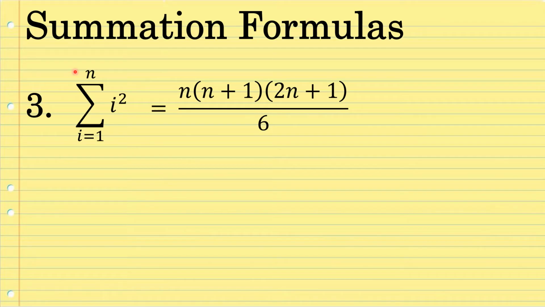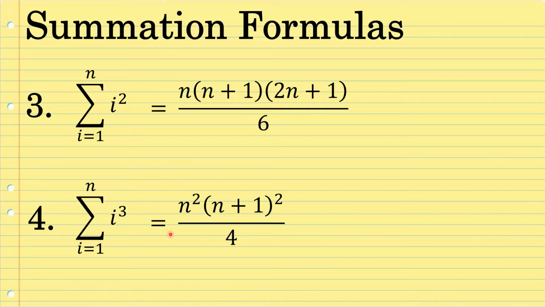The final summation formula I will discuss deals with a number being cubed. This sum will take the form n squared times the quantity of n plus 1 squared, all over 4. Again, a bit of a complicated expression, but much, much easier than adding together multiple cubed terms, especially again when n is very large. This is much more efficient than doing the summation individually.